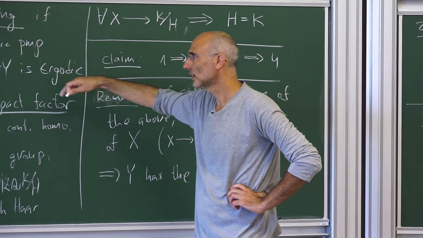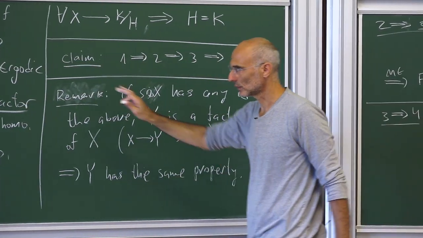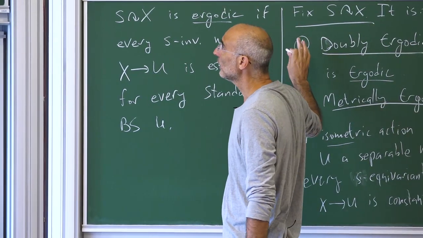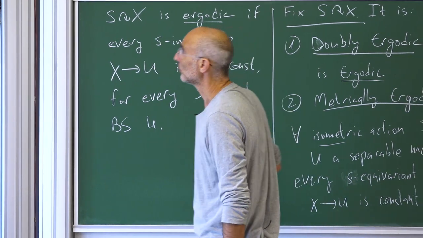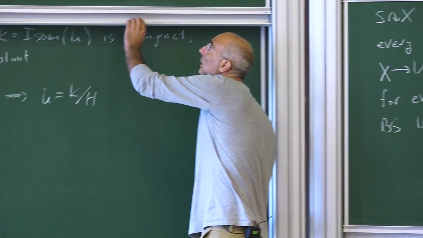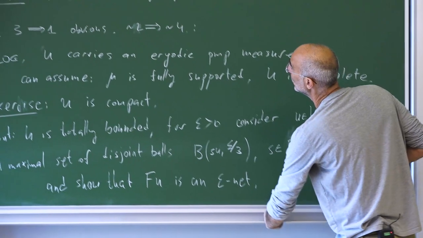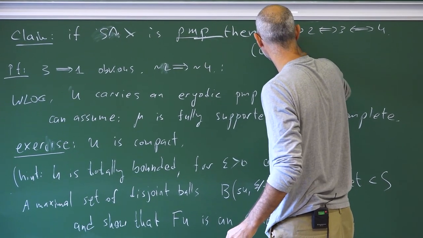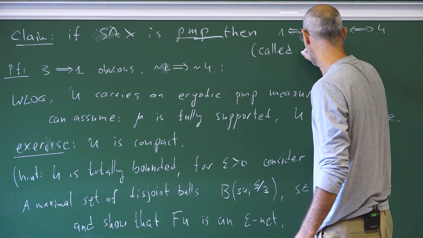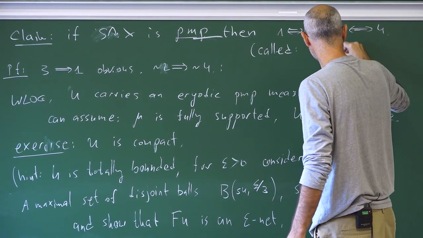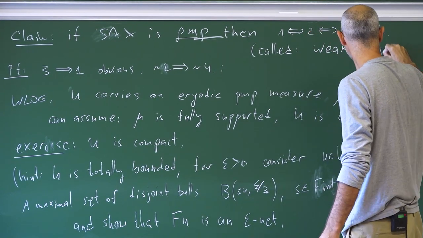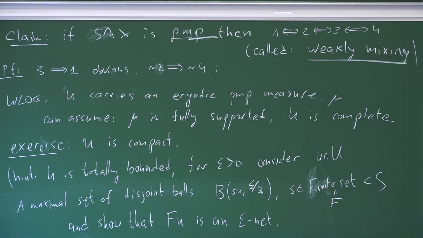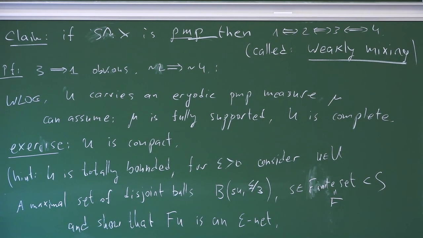Okay, I guess I can reformulate it in a way that this is not needed, but nevertheless. We have all this: 1 implies 2 implies 3 implies 4, and in case of a PMP action, they're all equivalent. Classically one used the term weakly mixing in this case, which we preserved for this property, which is the usual definition of weakly mixing.